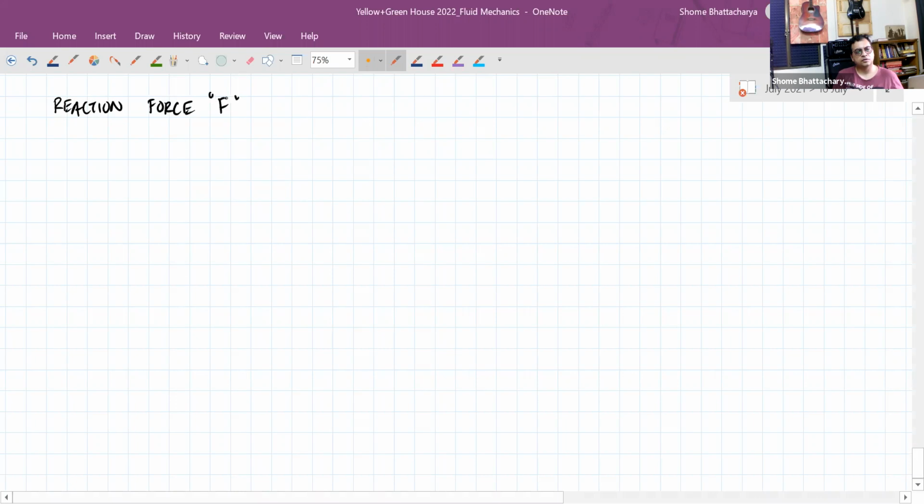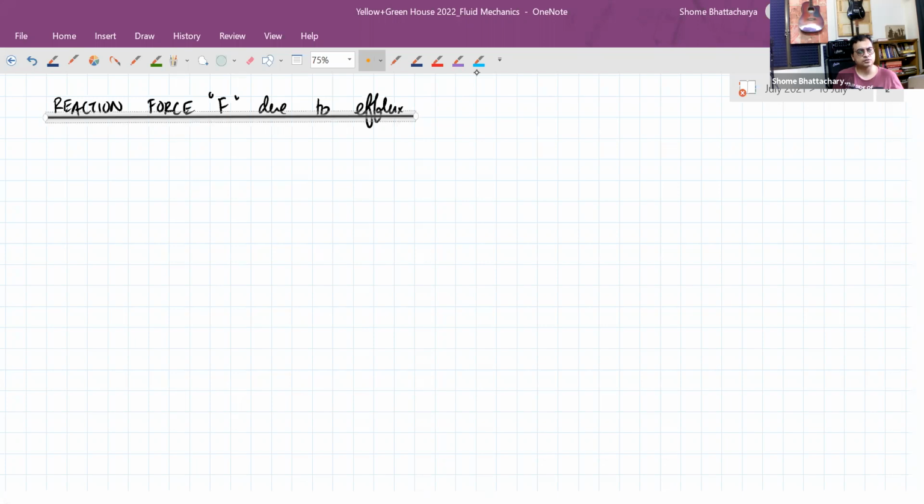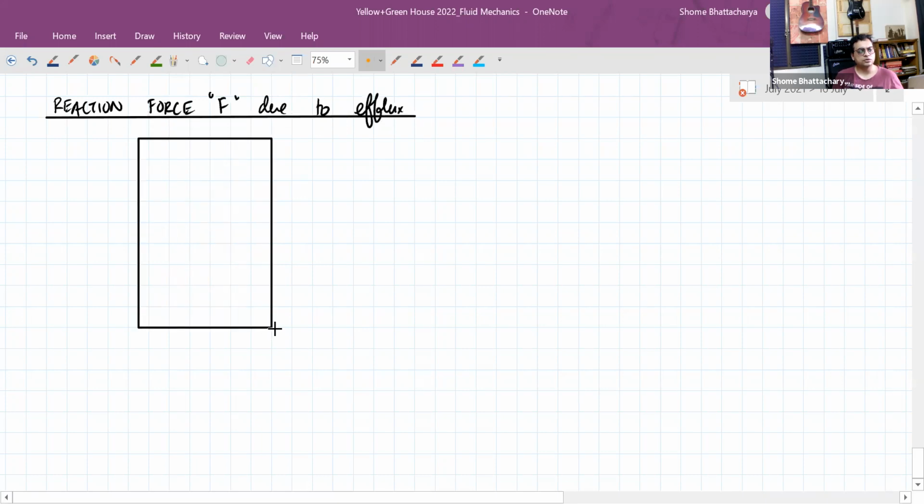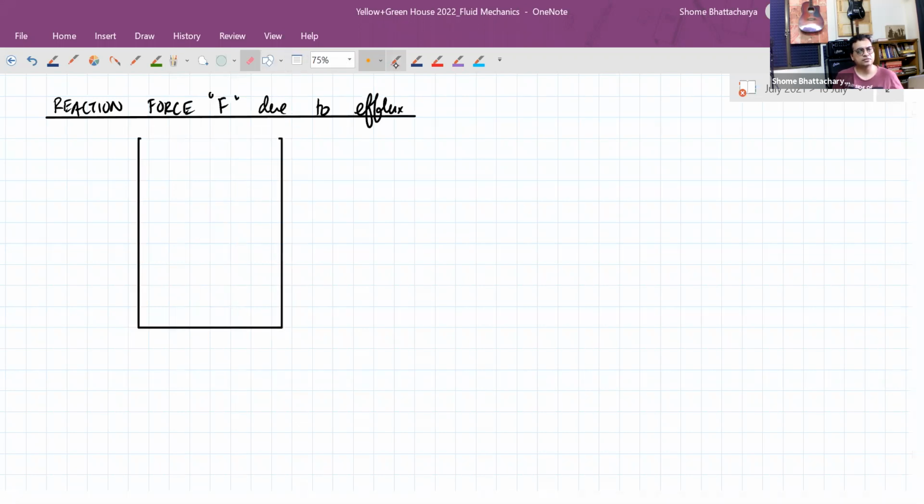Let's say F due to efflux. So the tank from which liquid is gushing out by efflux experiences a backward reaction force. And that can be calculated very easily by using the concept that force is equal to rate of change of momentum and the action reaction principle that every action has an equal and opposite reaction. So basic Newtonian mechanics.